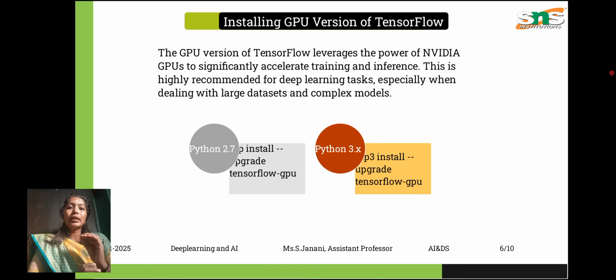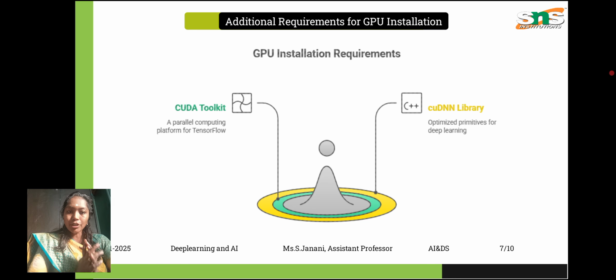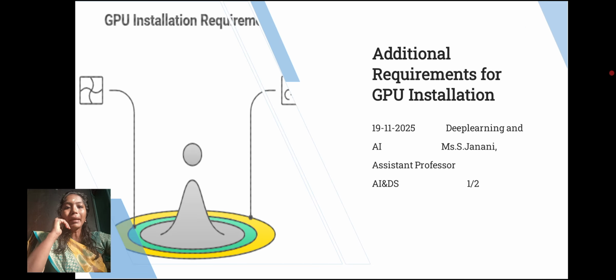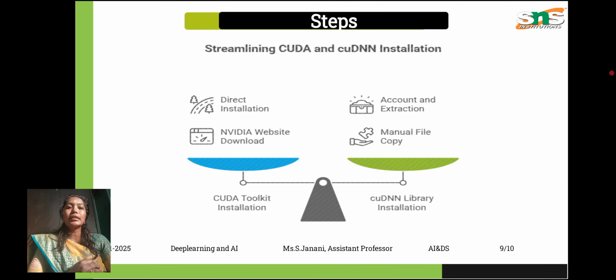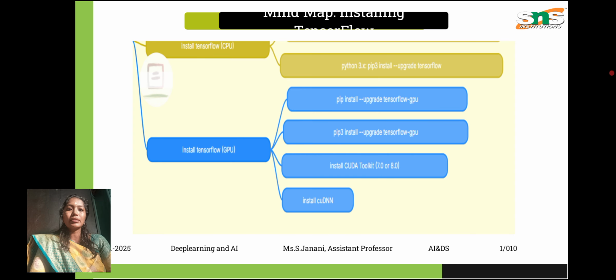NVIDIA GPUs significantly accelerate training and inference. This is highly recommended for deep learning tasks, especially when dealing with large data sets and complex models. The additional requirements for GPU are the CUDA toolkit and the cuDNN library, used as a platform for TensorFlow. These are the steps for CUDA and cuDNN installation: account extraction, a direct installation, downloading through the website, and the manual copy being processed.